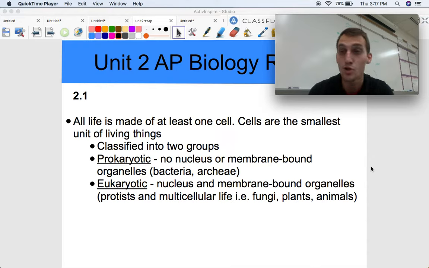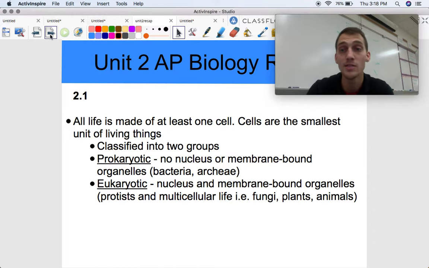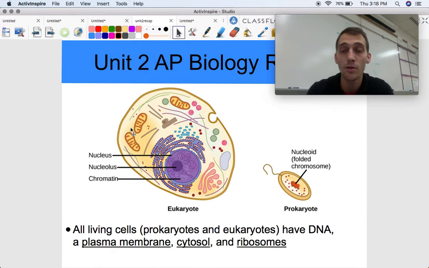Eukaryotes, like you and me, have a nucleus and membrane-bound organelles, and these are protists and multicellular life, aka fungi, plants, and animals like ourselves. Our cells are eukaryotic, and they do have membrane-bound organelles and a nucleus. However, every single cell, doesn't matter what you are, has DNA, a plasma membrane, cytosol, and ribosomes.